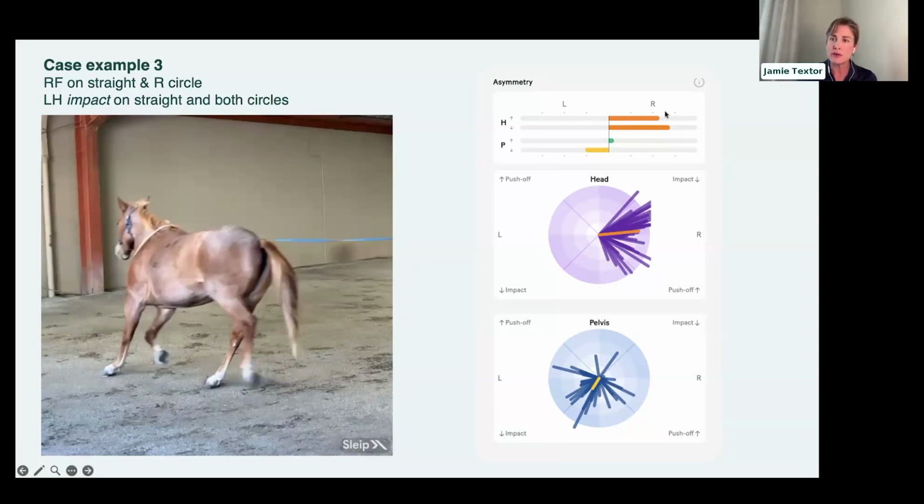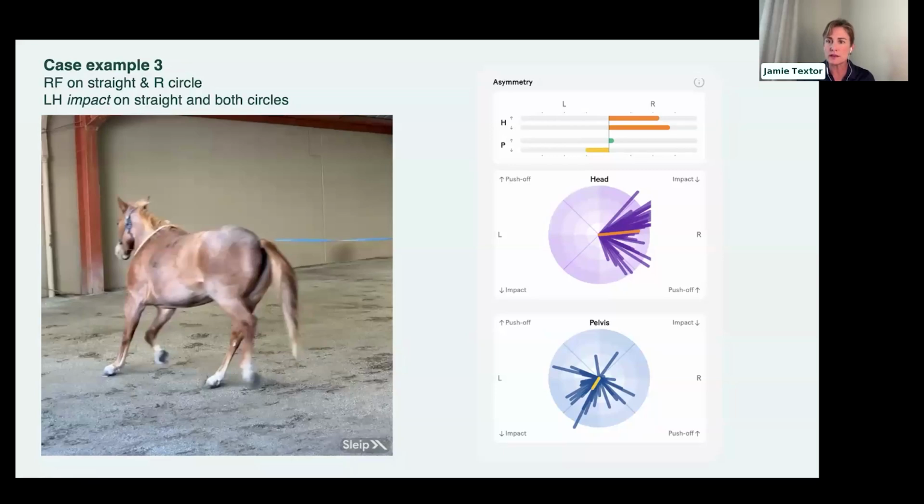And this is the amount of asymmetry. Remember, orange is coded as a moderate degree of asymmetry, and it was present in both the impact and the push-off phases of the stride in this horse's case. And then this left hind was being detected, albeit at somewhat of a lower level, as an impact asymmetry, okay? And that was also present when we did her straight line sleep, okay?